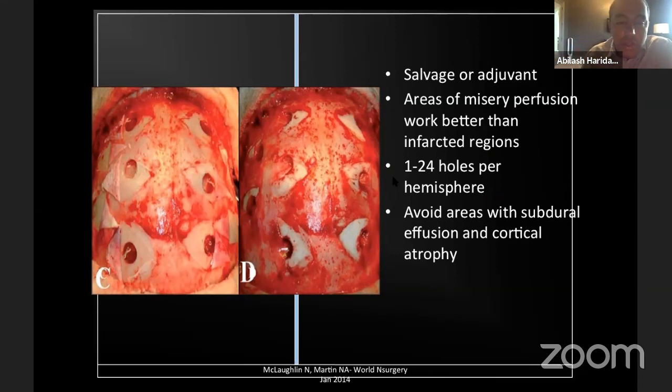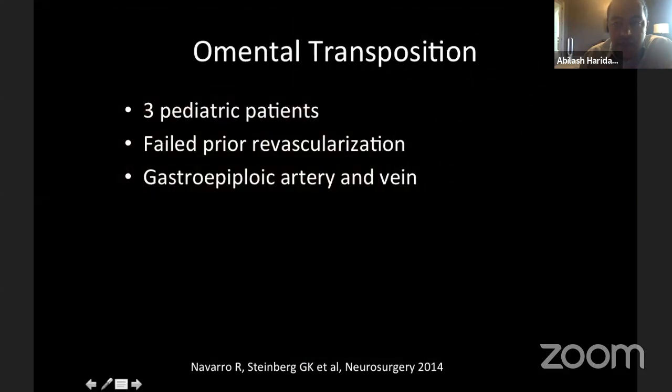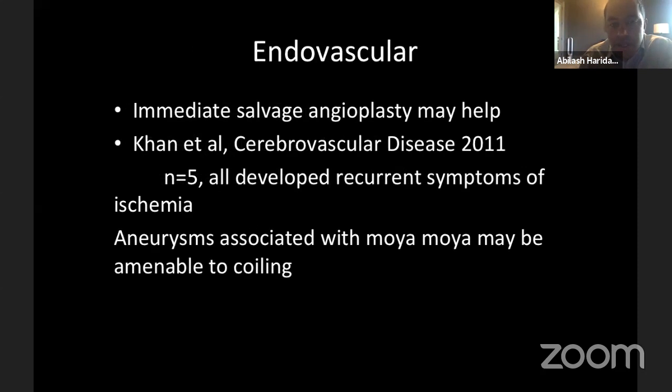So you can use burr holes as a salvage therapy, 1 to 24 per hemisphere, and this can be one way of handling it. And if you've had a patient omental transposition, I don't have any experience with this, but this has been reported in the literature, where you can take omentum and do a flap on top of the brain. But these are obviously very advanced cases that have failed all therapies.